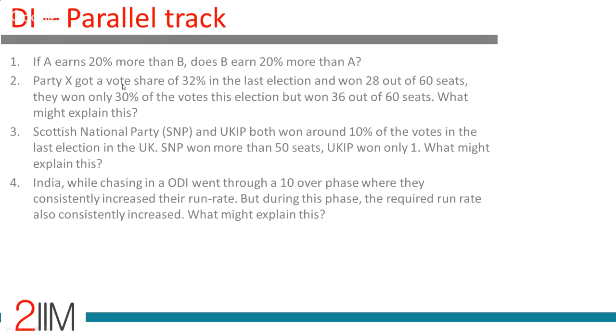Think about that. Right? Second one, the Scottish National Party and UKIP both won 10% of votes in the last election. The Scottish National Party won more than 50 seats. UKIP won only one. What might explain this? Suppose given this data point, what do you tell the guy?